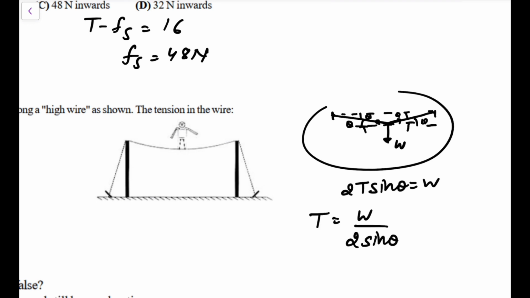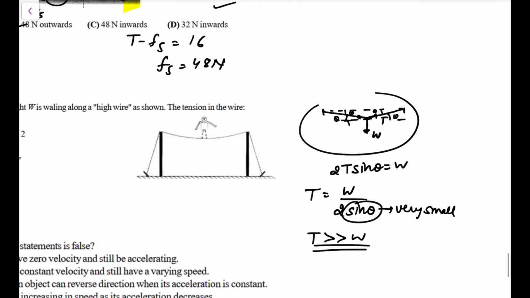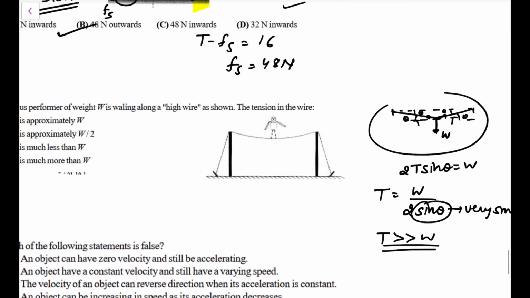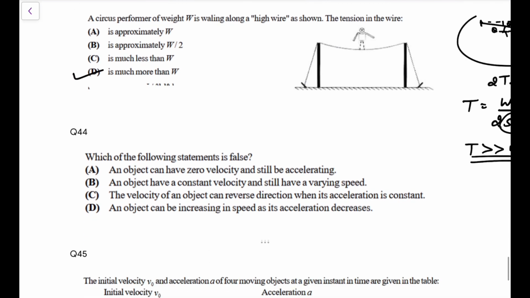And here if theta is very small, which is the real case, sin theta will be very small, it is going to be much less than 1, so tension is definitely going to be greater than the weight. So always remember, whenever you apply a force perpendicular to the length of the string, the tension generated is much greater. So always remember this particular concept. This is a very nice idea. So it would be much more than W.